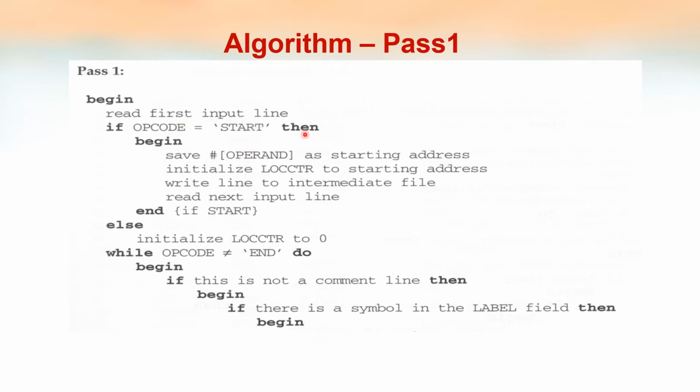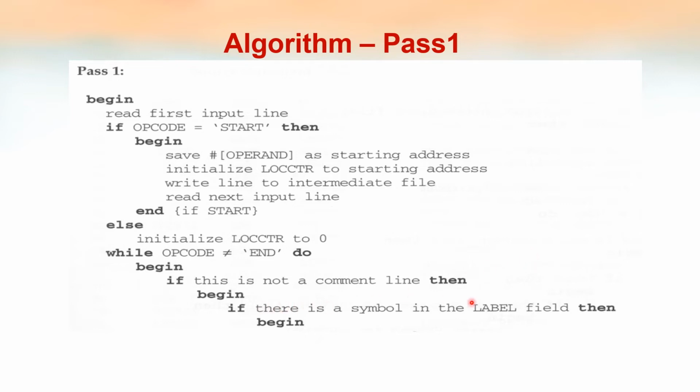Then if opcode equal to start, the operand value on the right side will be the starting address, and it has to be initialized as the location counter value. If the start statement is not there, then we initialize the location counter value as 0. While opcode not equal to end, that means till the end of the program, we continue the following steps. First, check whether it is a comment line. Comment lines are not processed by assemblers. If it is a comment line, no need to process it. In a compiler also, comment lines are not processed.